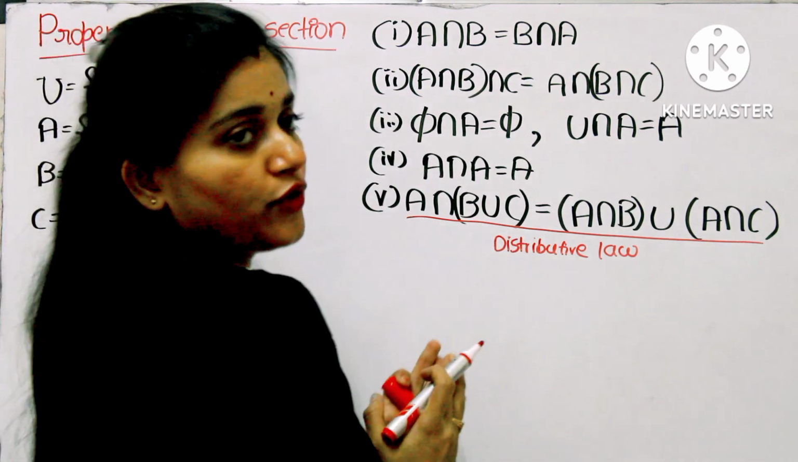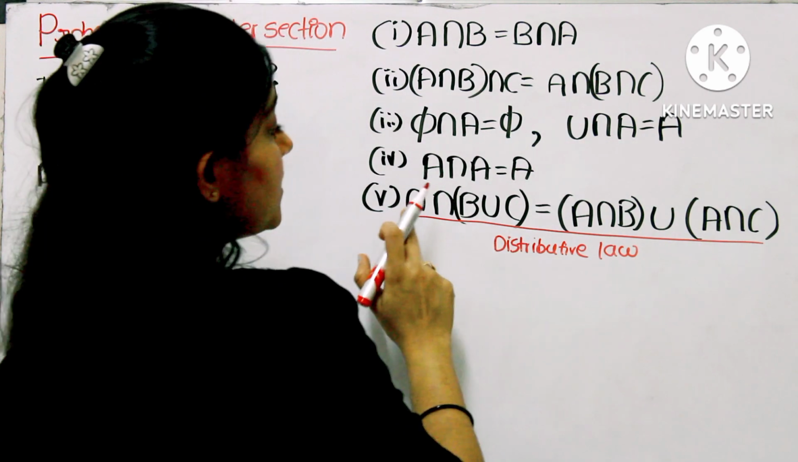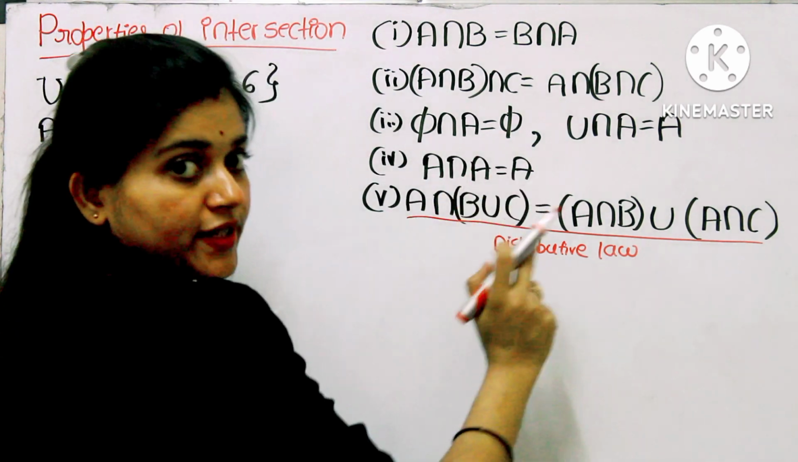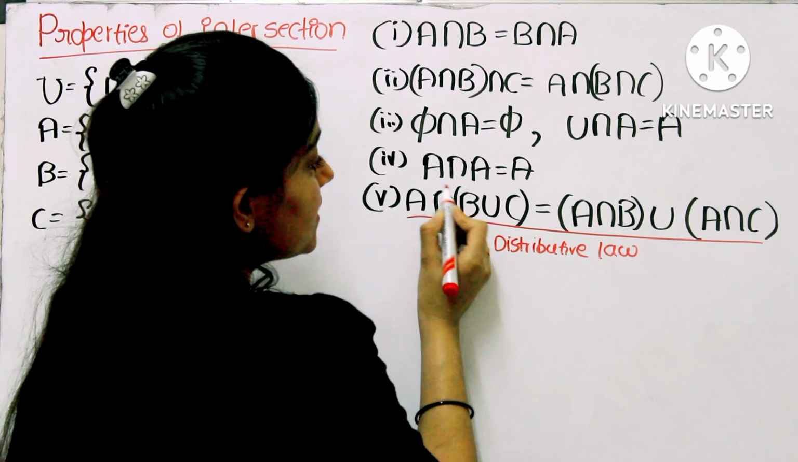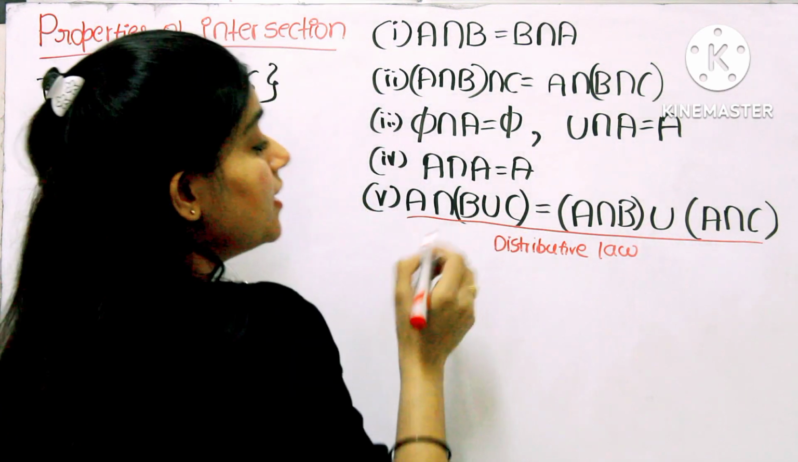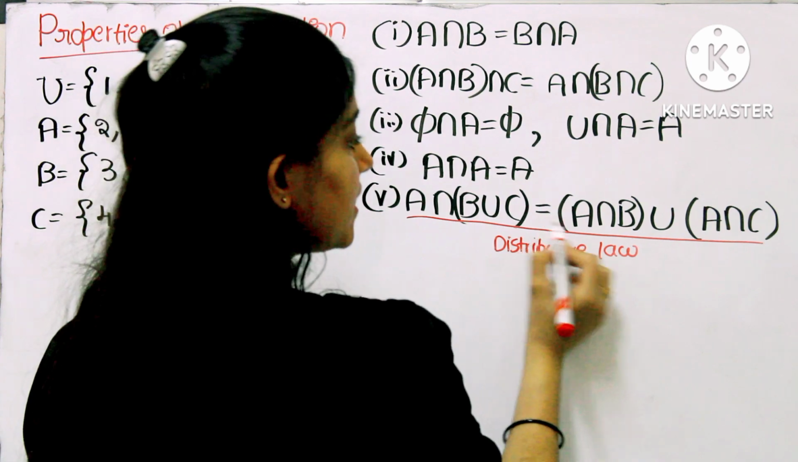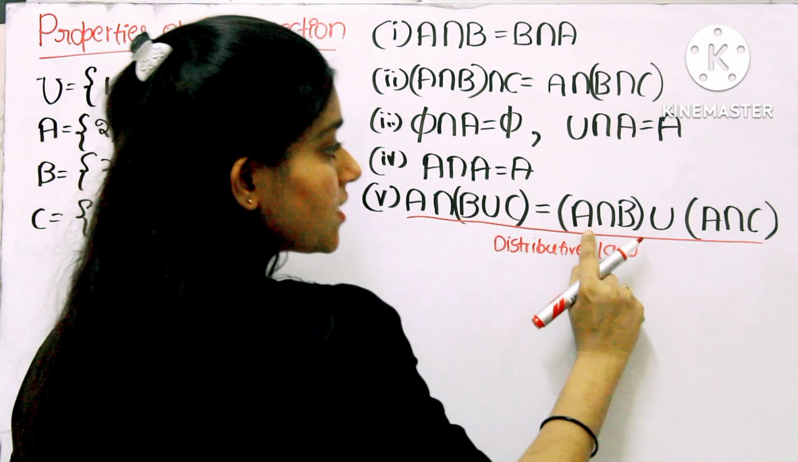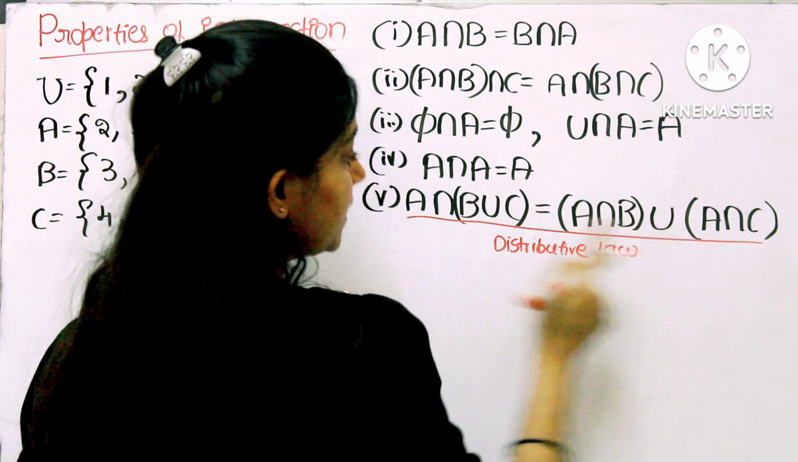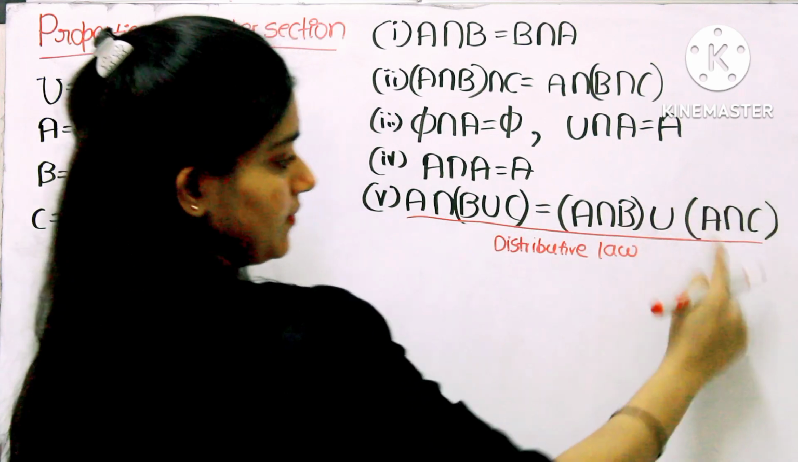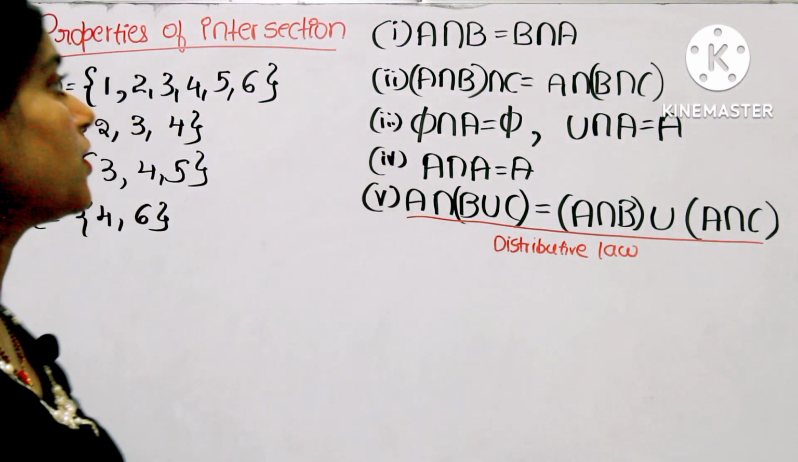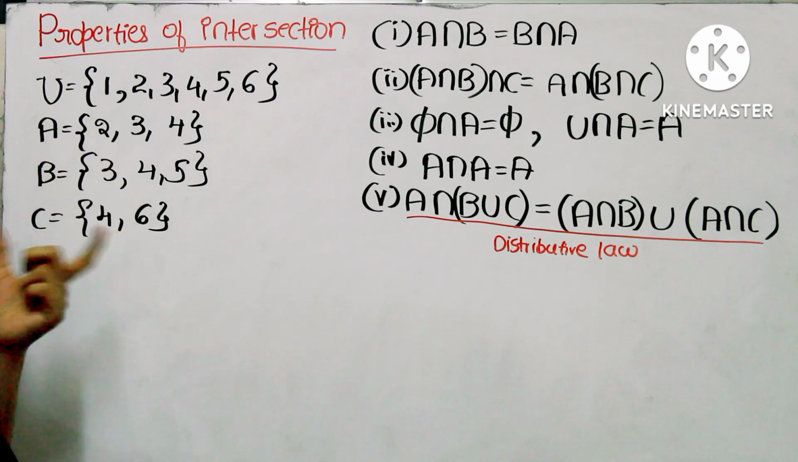It is a combination of union and intersection. So this is A intersection (B union C). Note this is intersection, this is union, right? So A intersection (B union C) is equal to (A intersection B) union (A intersection C). This is what? The distributive law.